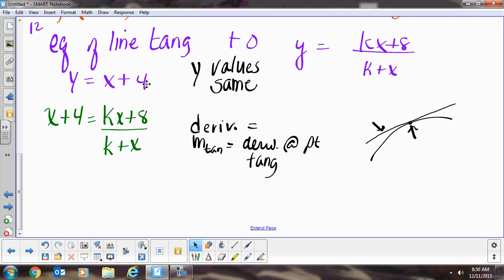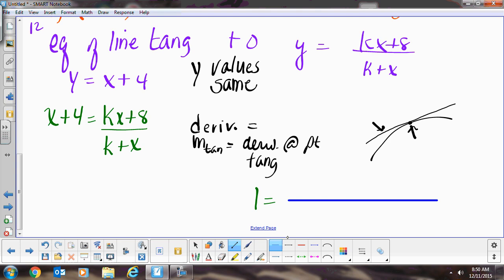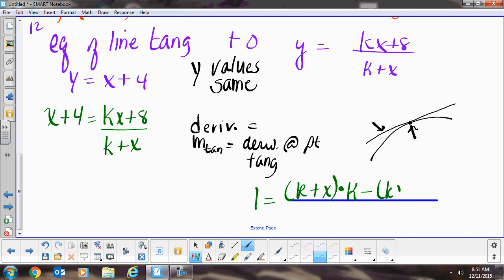By the way, what's the derivative of this? 1. So we're going to say 1 equals, but what do we have to do to get the derivative of the other? What do we have to do? Quotient rule. So we are going to say the denominator times the derivative of the numerator, which is what? k, minus the numerator, and what's the derivative of the denominator? 1, because k is a number. And then we're going to have all over our denominator squared.